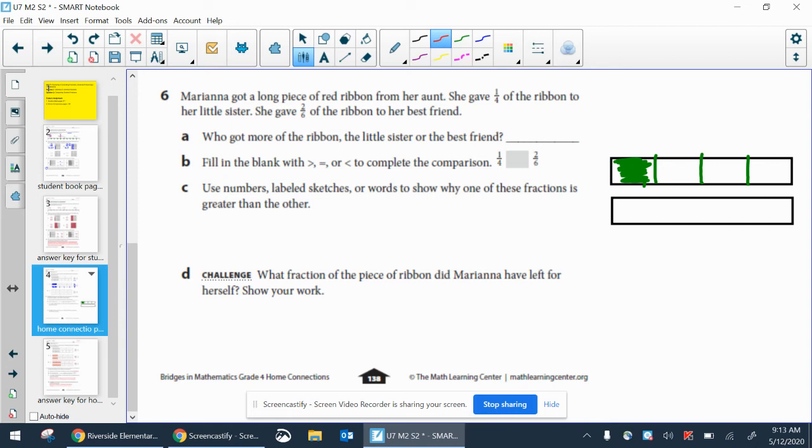She also decided to give some to her best friend, and she decided to give 2/6 to the best friend. So I'm going to divide it in half. Wait a minute. Let me get that back. Sorry about that. I'm going to start by dividing it up into 3 equal pieces. Sorry about that mistake. And from here, I'm going to divide it into my 6 equal pieces. And she gave 2/6 of the ribbon to her best friend.